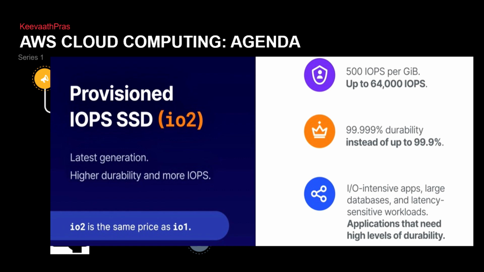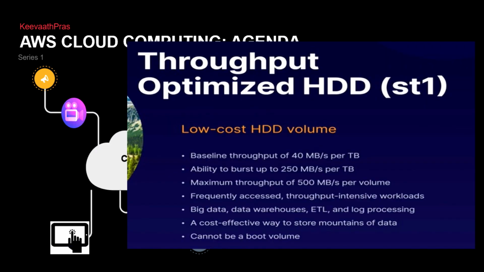We saw GP1, GP2, and likewise we can also have IO1 and IO2, right? So general purpose, and this is provisioned IOPS. This is the latest generation, with high durability, 99.999% durability. It has up to 64,000 IOPS per gigabyte. It is for large databases, latency sensitive applications that need a lot of durability.